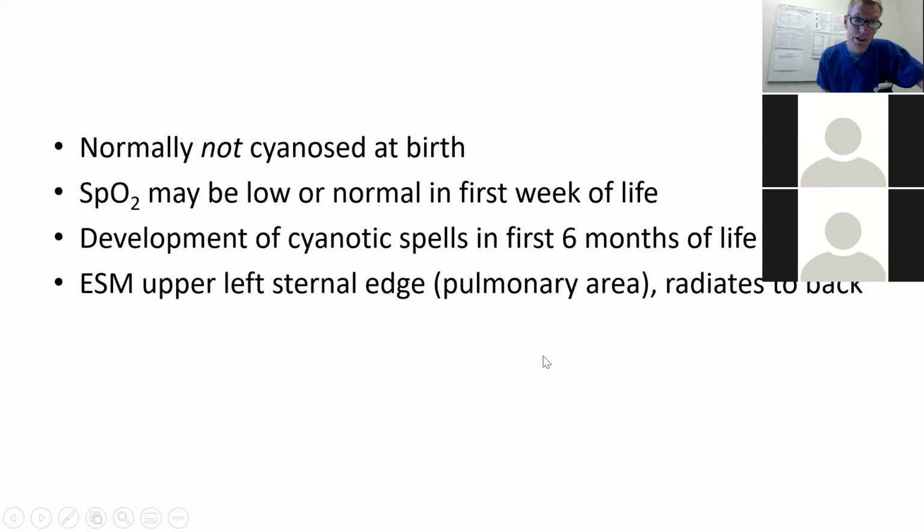Most babies with tetralogy of Fallot are not cyanosed at birth. And if you see a baby who's cyanosed at birth, then they probably don't have a tetralogy of Fallot, but they become cyanosed often in the first 6 to 8 weeks of life, and sometimes even later.